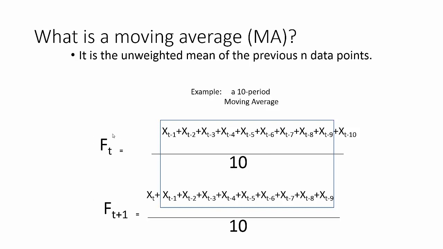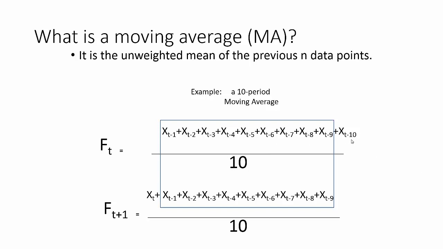Likewise, the moving average forecast for this period would have been x sub t minus 1 all the way back to x sub t minus 10, summed up and again divided by 10. And this is for the example of a 10-period moving average.